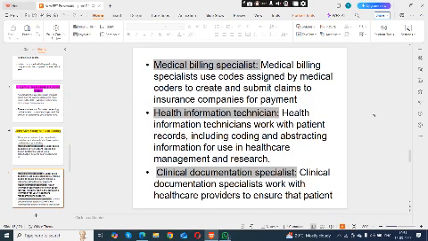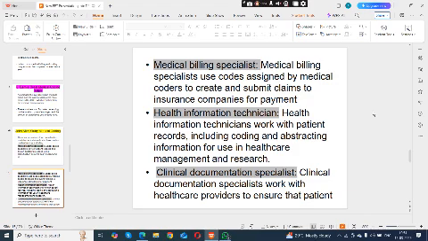Coming to the medical billing specialist. The codes assigned by the medical coder, after the coding is completed, are sent to the medical billing specialist to complete the claim submission. The billing specialist creates the claim and submits it to the insurance companies for payment. So this is the medical billing specialist's work.